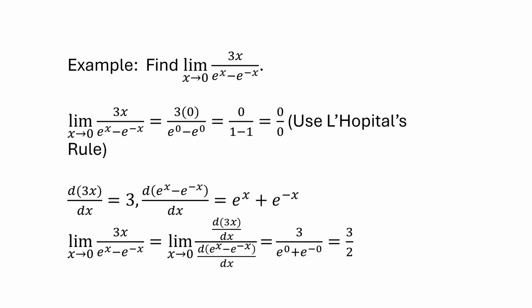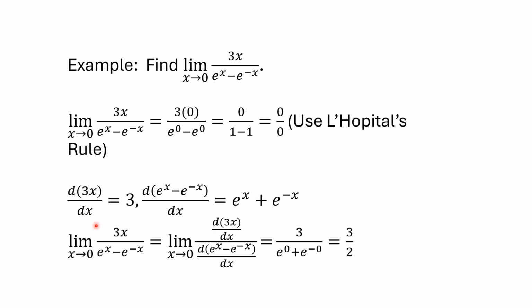For example, find the limit as x approaches 0 of 3x over e to the x minus e to the negative x. The limit as x approaches 0 of 3 times x over e to the x minus e to the negative x is 3 times 0 over 1 minus 1, 0 over 0. We can look at that all day and not be able to factor or do any fancy little algebraic trick, so we try taking the derivatives.